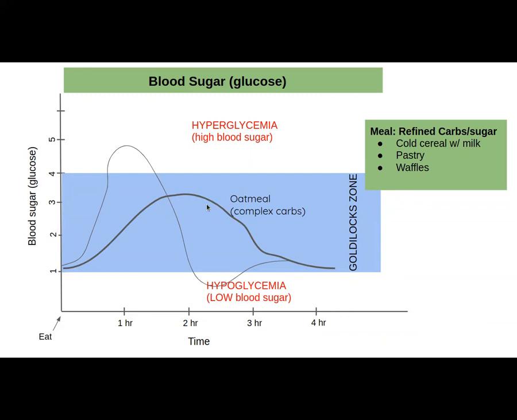For you math people out there, you can have the same area under the curve with both meals, but the kinetics matter. See how hard this is for the body to regulate the extremes of the fast carbohydrates.